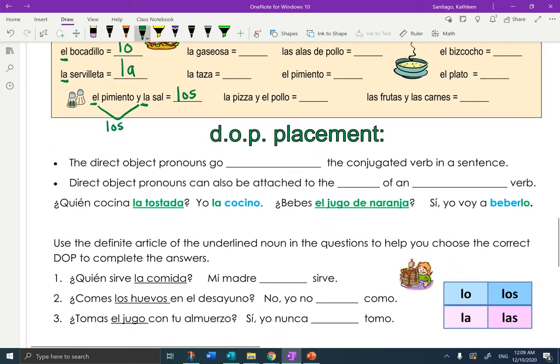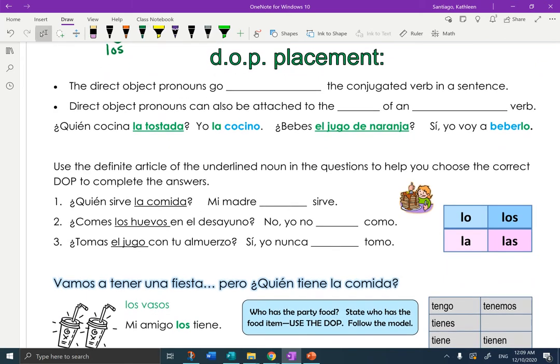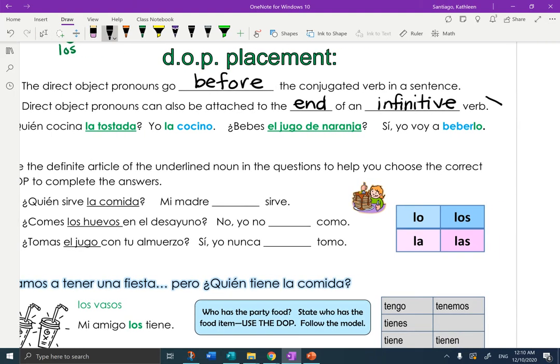Okay, I hope you did well with that. Let's go on and talk about the placement of the DOPs. So now that we know what it is, we have to figure out where to put it in the sentence. Well, the direct object goes before the conjugated verb in a sentence. But the direct object pronouns can also be attached to the end of an infinitive verb. If you're struggling with that word infinitive verb, you need to remember an infinitive verb is the whole verb that ends in AR, ER, or IR.